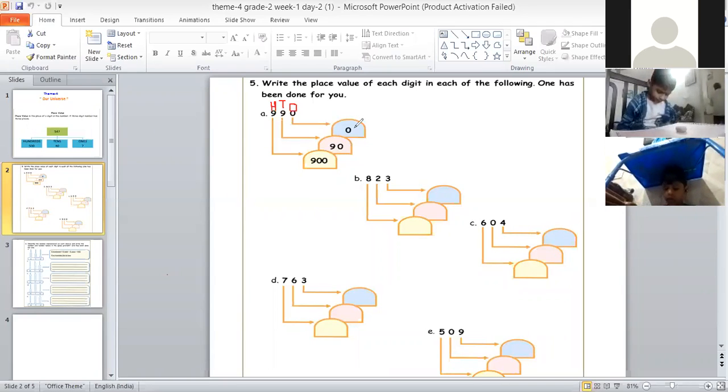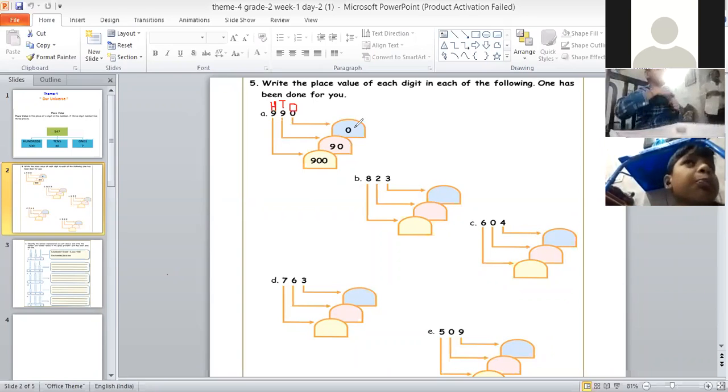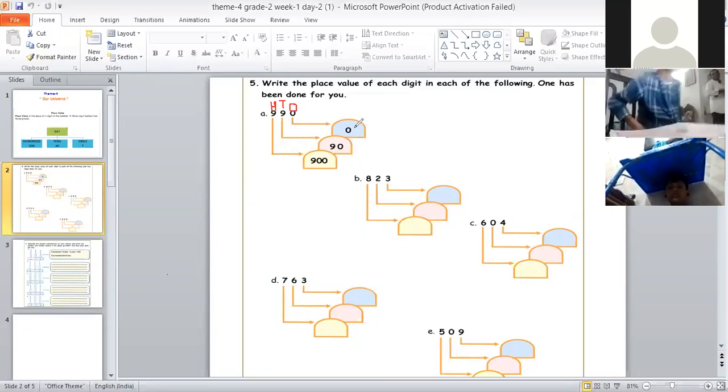And one more thing, children, whether 0 is in tens place or in hundreds place, you will write it as 0 only. No need to write 00, 000 or anything like that. Whether you write it 2 times, 3 times, 4 times, 5 times, 0 will be 0. Okay? So write it only once.